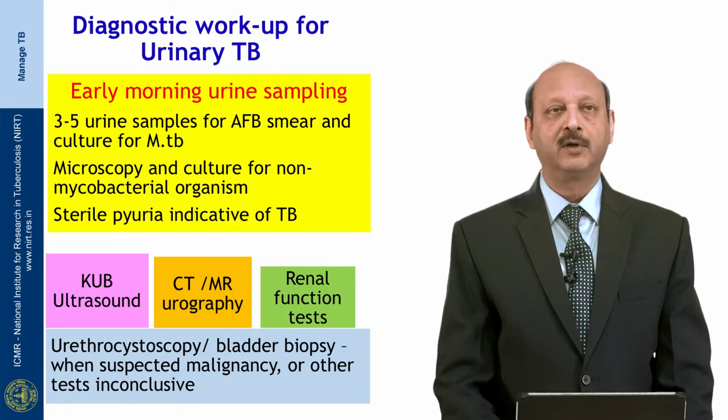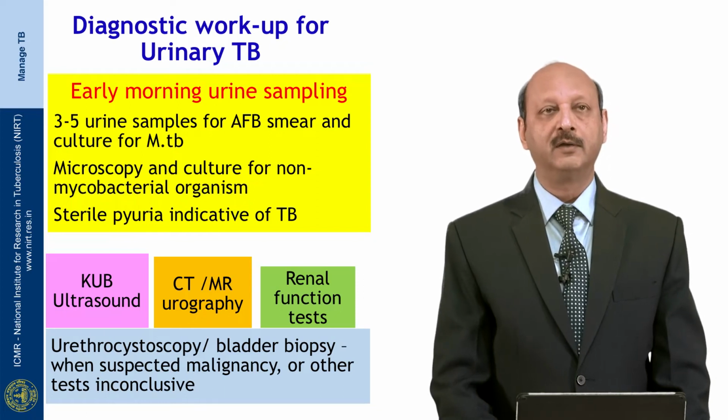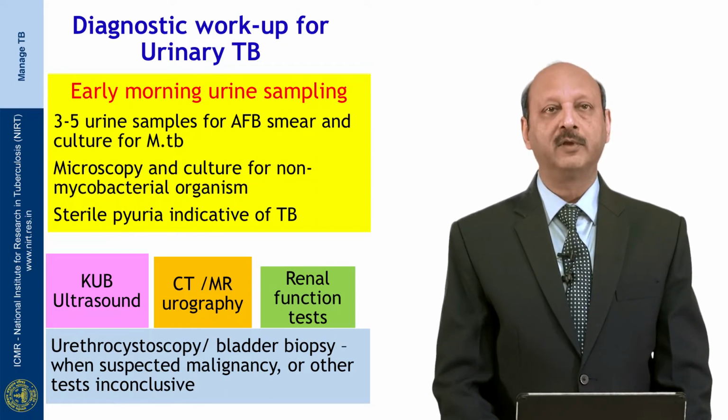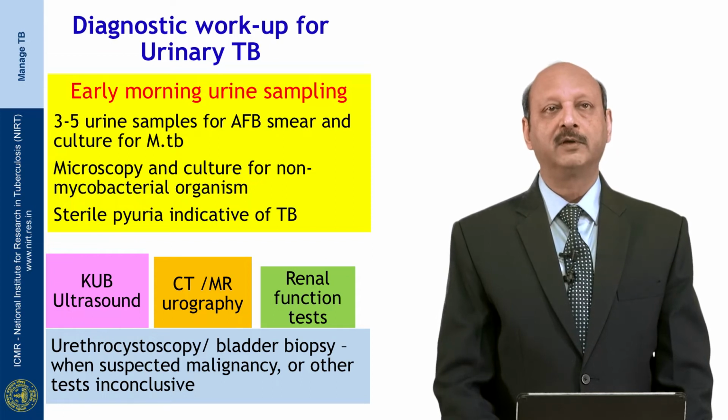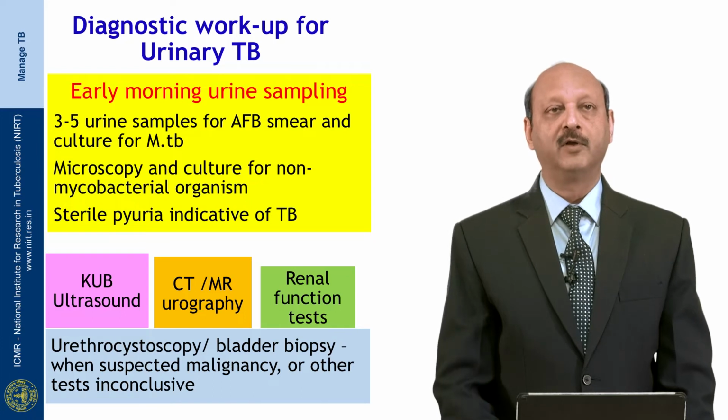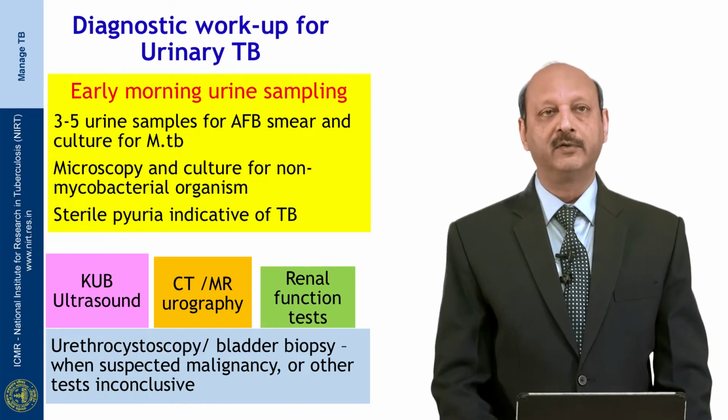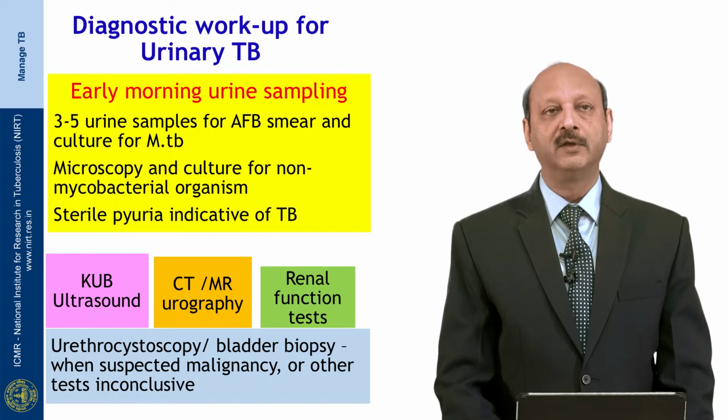For urinary tract tuberculosis, we should have early morning urine samples, 3 to 5 such samples, and they should be subjected to smear and culture, and also the microscopy and culture for non-mycobacterial organisms should be done. We need to remember that sterile pyuria is indicative of tuberculosis. Other tests which can be done are KUB ultrasound, CT-MR urography, renal function test, and in cases where we are thinking of malignancy or other tests are inconclusive, the tests which can be of use are urocystoscopy and bladder biopsy.